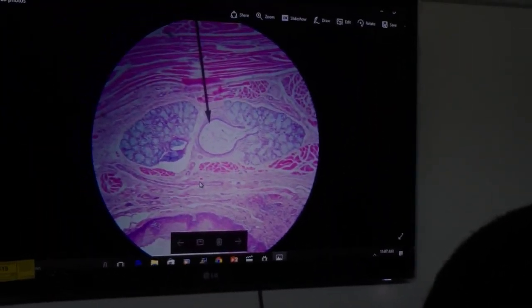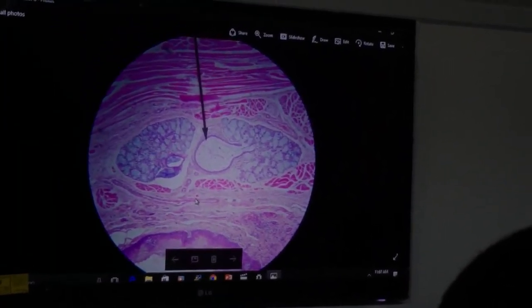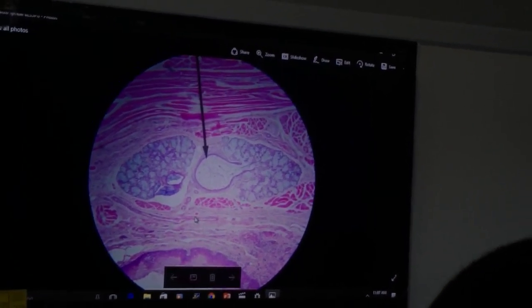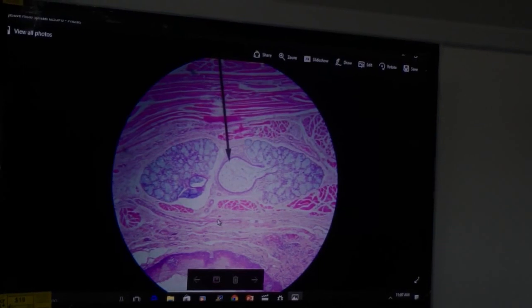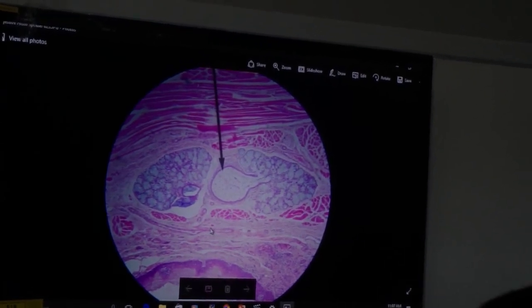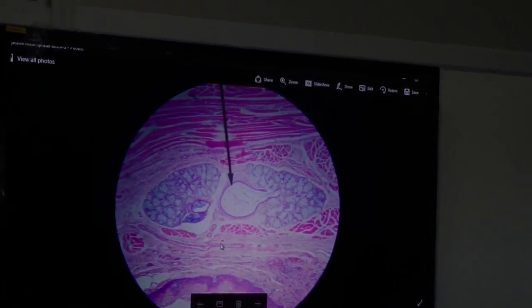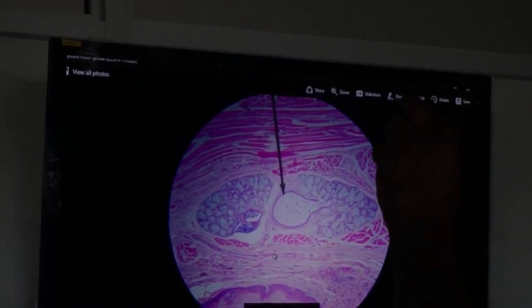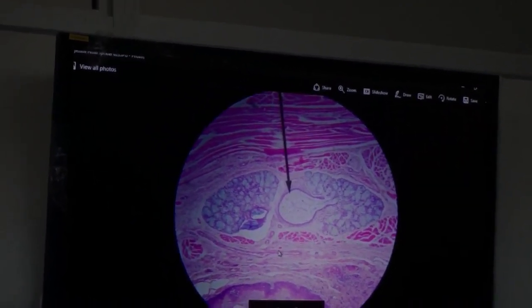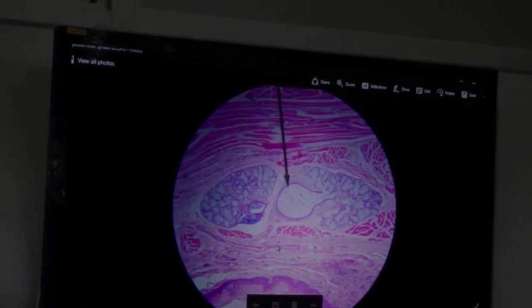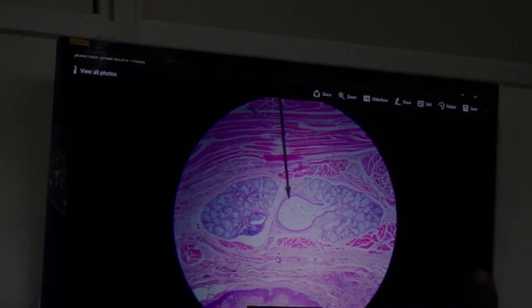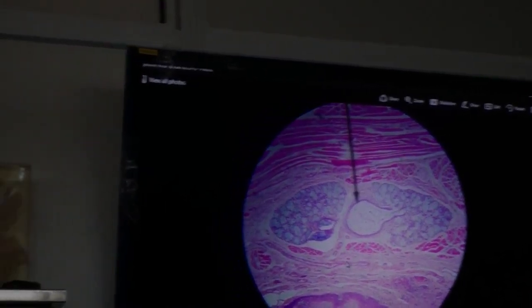That's oropharynx. With H and E, you can't differentiate the pharyngobasilar from the lamina propria because both of them are the same tissue. And if I were to take the buccopharyngeal and put it beside it, you wouldn't be able to tell the difference either. The only reason you can tell the buccopharyngeal is because it's after the muscle.